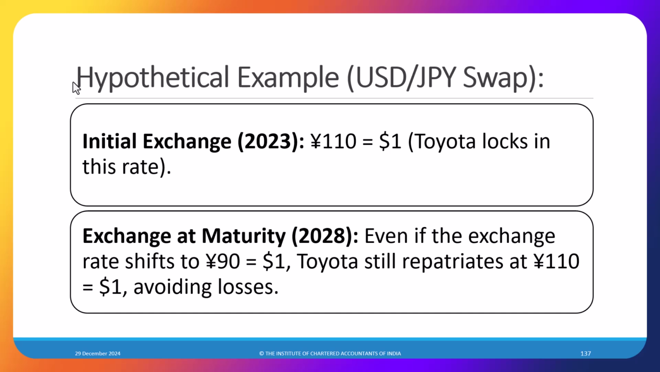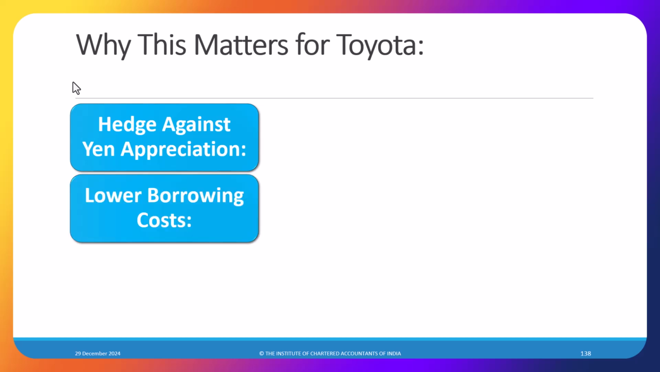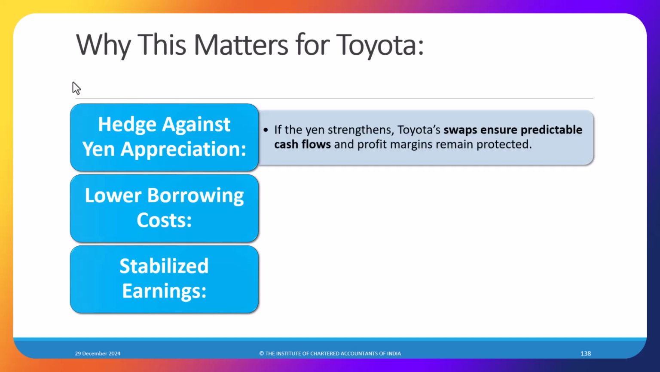So the dollar has depreciated, or rather the yen has strengthened, but it is not going to impact them, because at the same price at which they bought the money from America, they are sending it back at the same level. Okay. Why does this matter to Toyota? Hedge against yen appreciation, lowering borrowing cost, stabilize earnings. If the yen strengthens, the swap ensures predictable cash flows and profit margins remain protected.